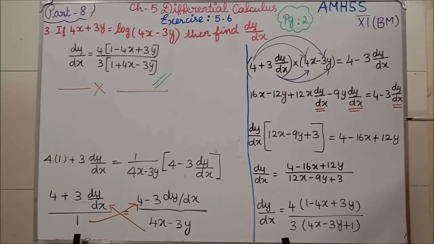In implicit function, if the right hand side has a bracket, you have to differentiate that bracket another time. Clear, students? These are the things we have seen in exercise 5.6. This is a very important exercise. Similarly, 5.7 is also very important. Surely you will get 5 marks from this.